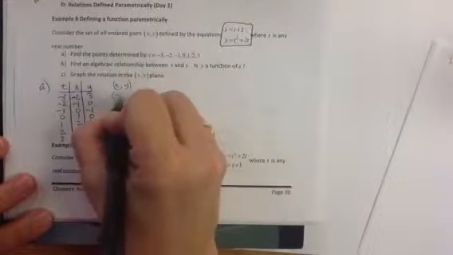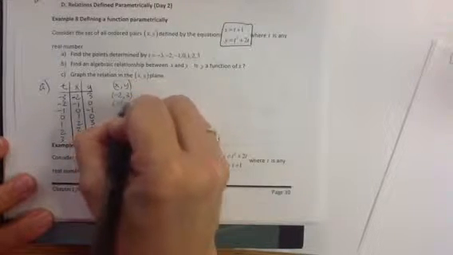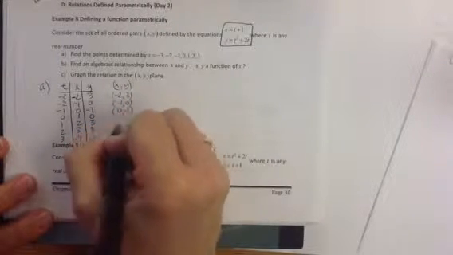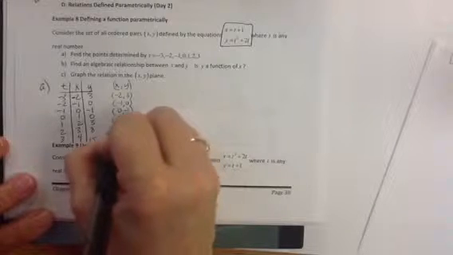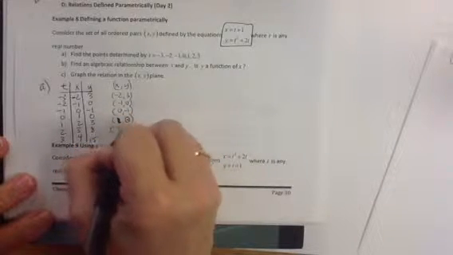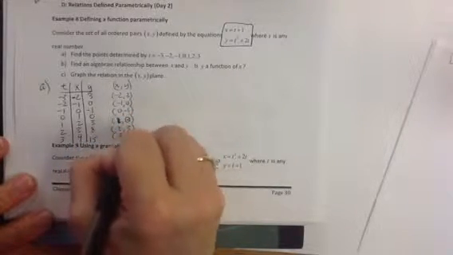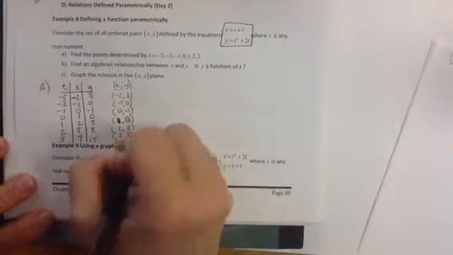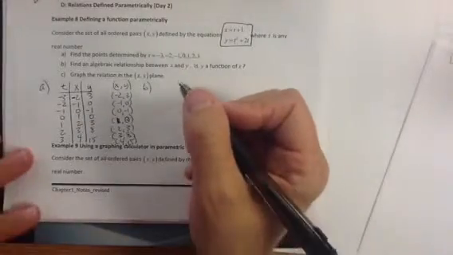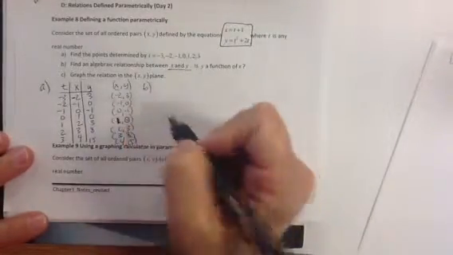It's going to be (-2, 3), (-1, 0), (0, -1), (1, 0), (2, 3), (3, 8), and (4, 15). Now part B says find a relation where it's just x and y.